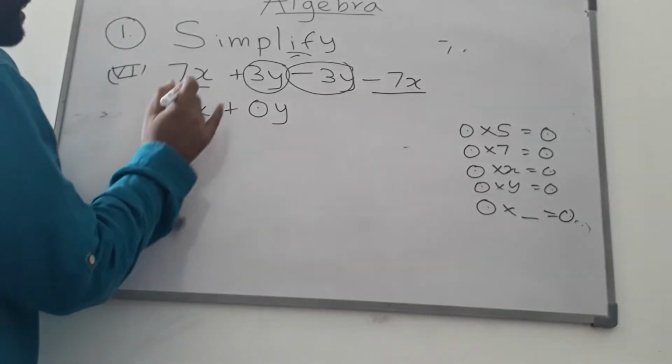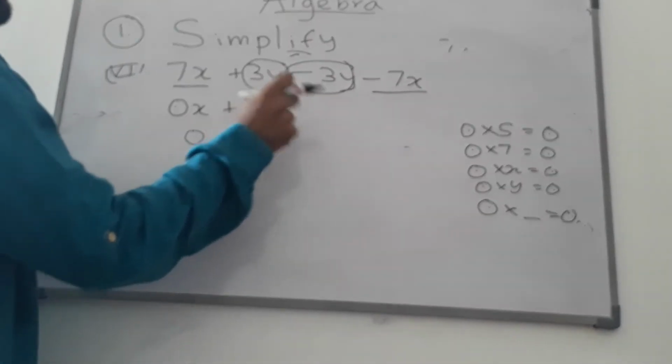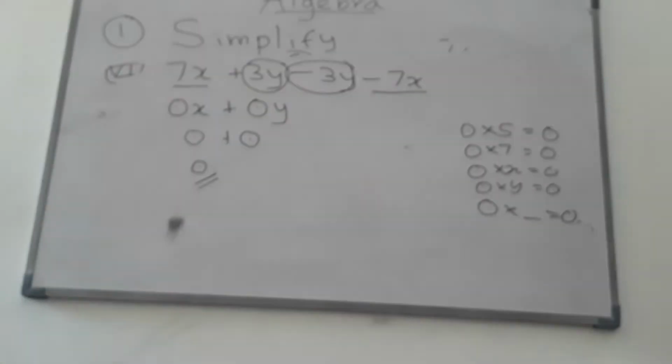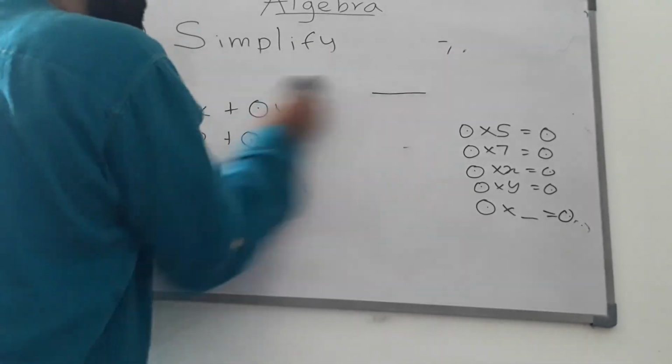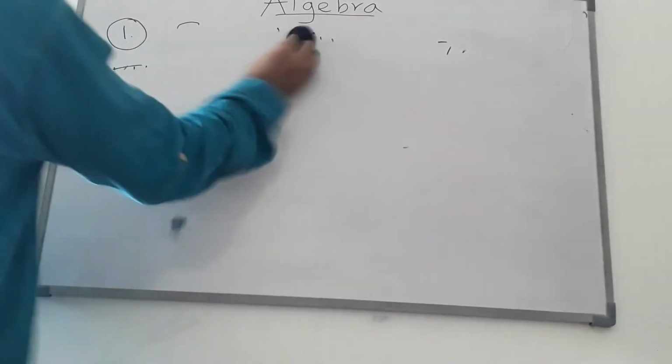Here 0x means 0 times x. 0 times x means 0. Here 0y means 0 times y. 0 times y is also 0. So 0 plus 0 means 0. Final answer is 0. Okay, next time.